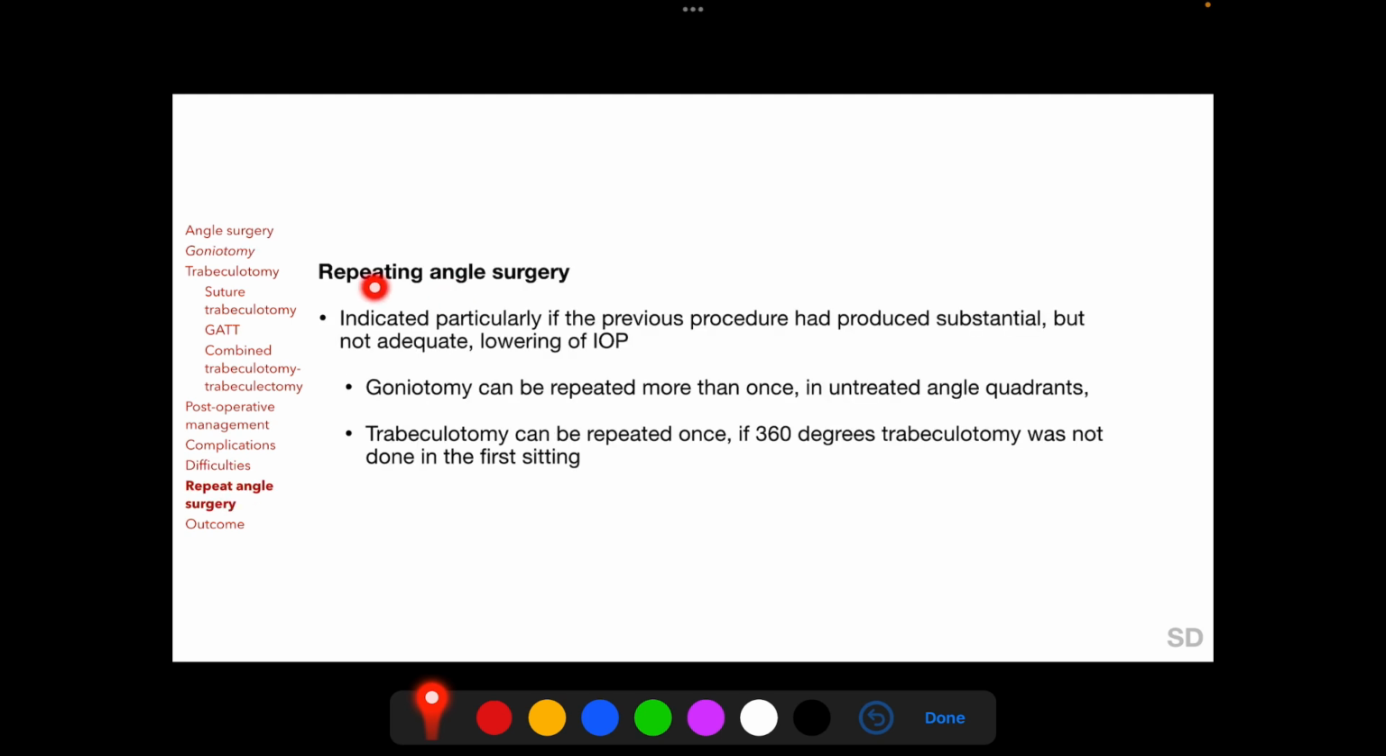Angle surgery may be repeated, particularly if the previous procedure had produced substantial but not adequate lowering of intraocular pressure. Goniotomy can be repeated more than once in untreated angle quadrants, and trabeculotomy can be repeated once if 360 degrees trabeculotomy was not done in the first sitting.